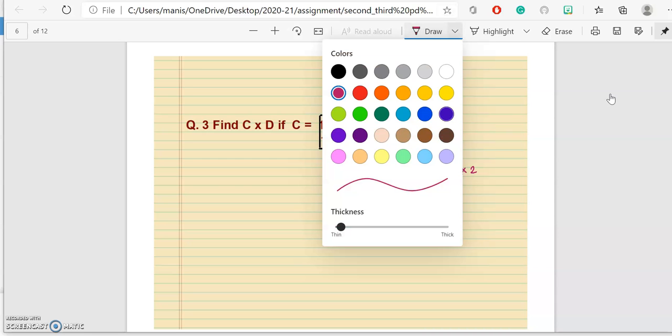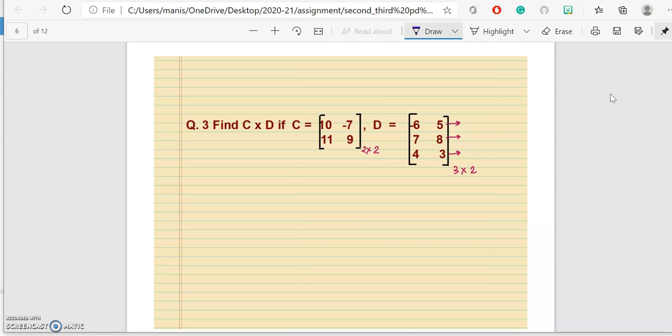Now you have to perform a test. Step number 1 is what? Perform a test. Number of columns of first matrix. How many columns are here? 2. Should be equal to number of rows of second matrix. How many rows are over here? 3.